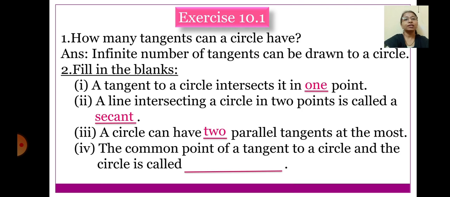Now fourth one, the common point of a tangent to a circle. The common point to a tangent and the circle is called, what is that point called? Point of contact. Right? Where the line touches the circle at only 1 point, that point is called point of contact.